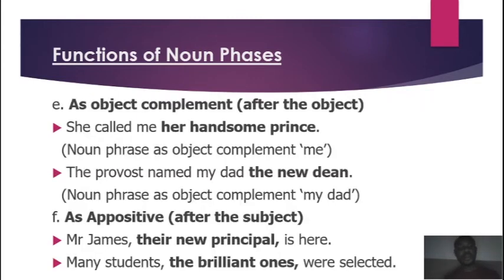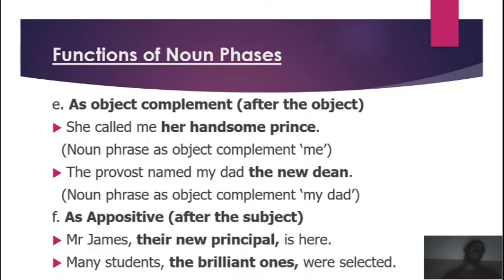To. Alright? Now very quickly, as object complement, it comes after the object. So she called me. What does she call me? Her handsome prince. Now you see, me is a pronoun. Her handsome prince is complementing the object me. Don't forget the meaning of object and subject in a sentence. Google it, find out more info about it. Now the next: the provost named my dad the new dean. What was my dad named? The new dean. Therefore, my dad is the object of that sentence, and the new dean is complementing the object, which is my dad.